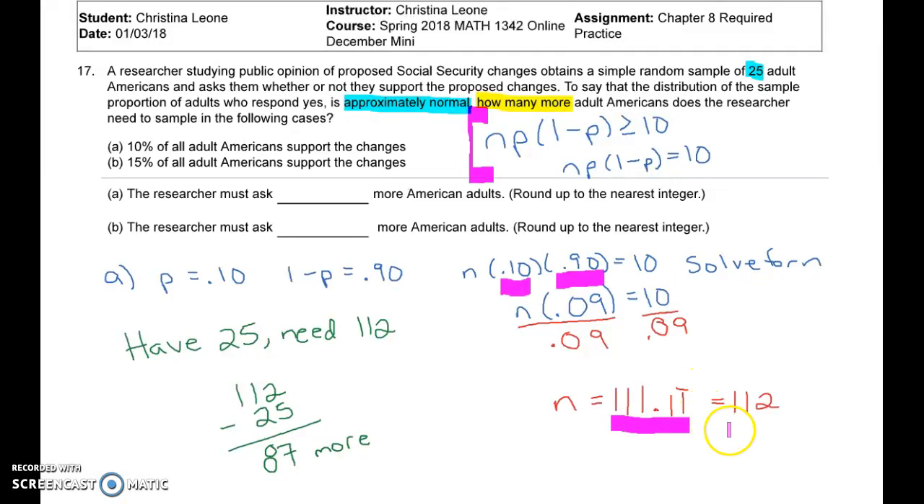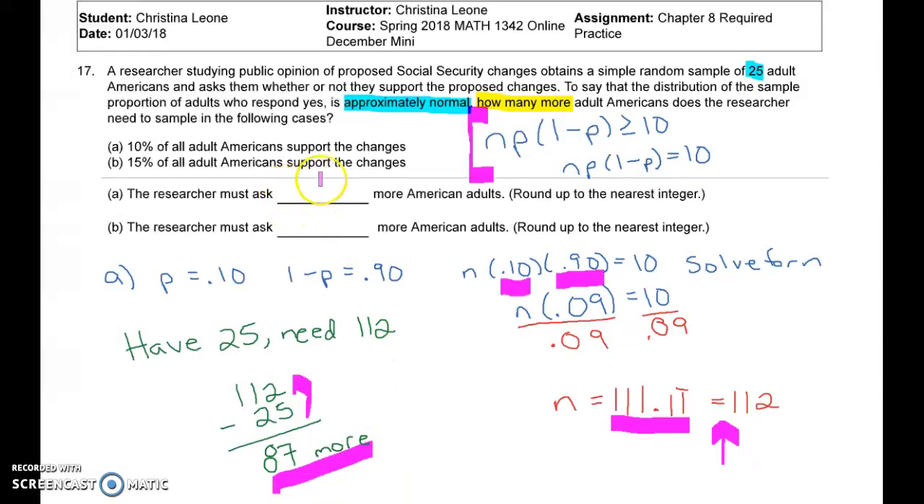111.11111 continuing. You always round up when it comes to sample size. We can't have 0.1 repeating of a person. We need one more whole person, so it's 112. They already have 25. So they have 25, they need 112. If I subtract those two, that means I need 87 more people. And so that's what they're asking for.